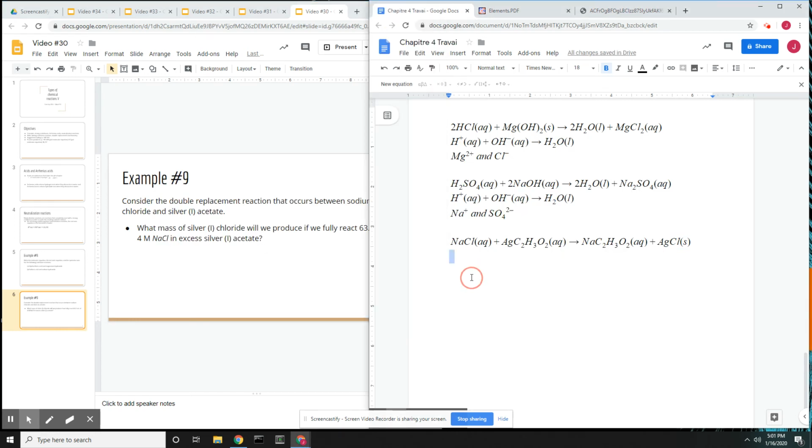So I'm going to start with the factor in the problem that is not molarity. I've got 63.2 milliliters, and that is 4 molar NaCl. And then otherwise, this is more or less just a standard stoichiometry calculation.